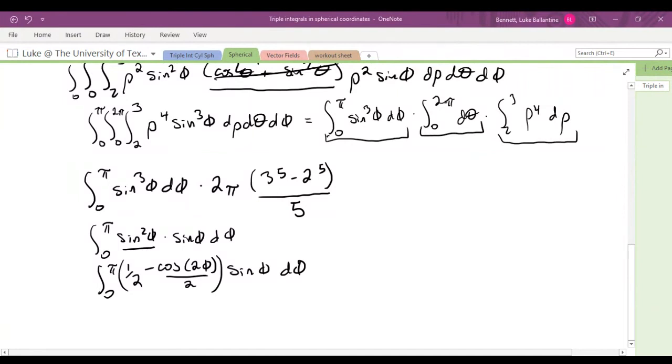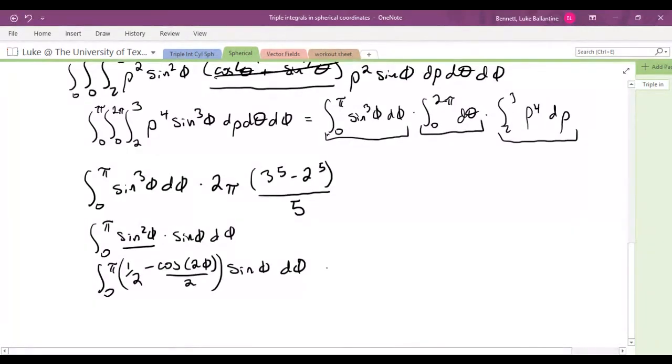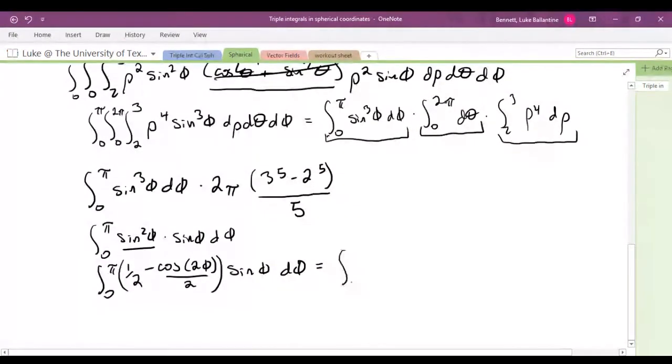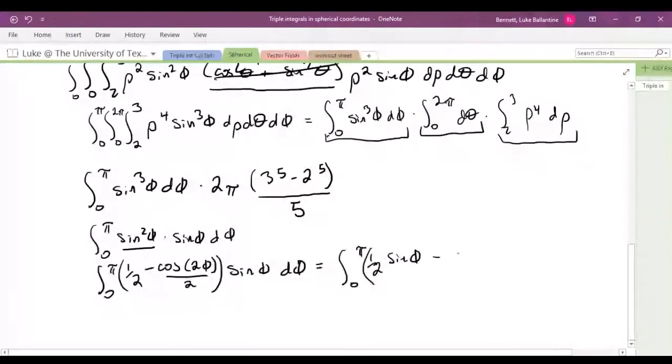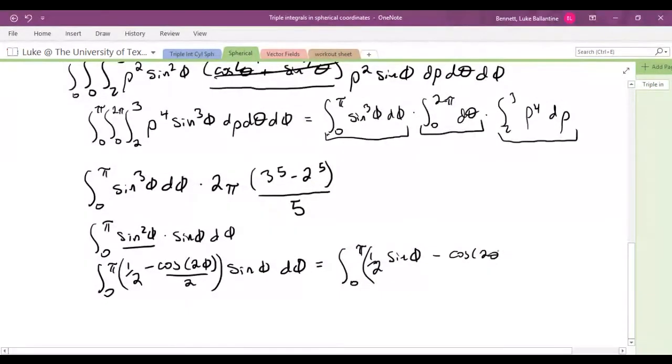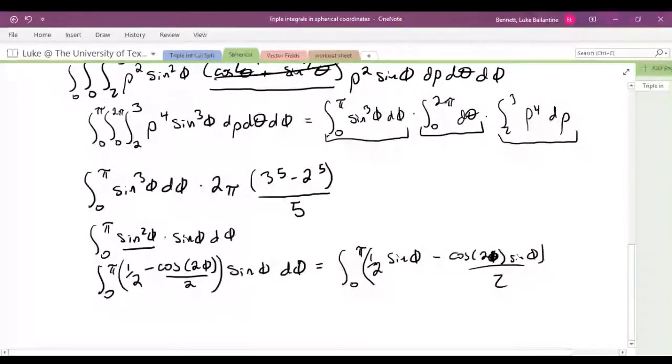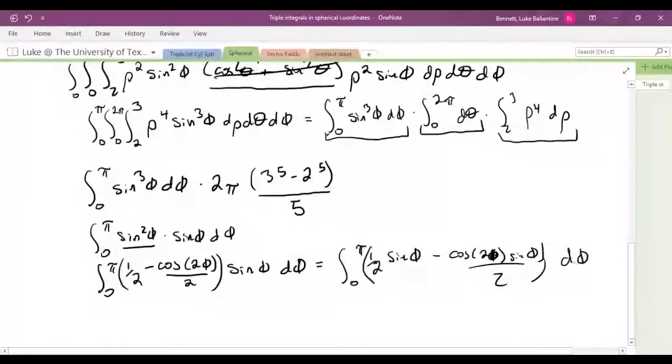Distribute the sine and do u substitution. Yeah, the theta and the 2 theta. So if we distribute, we can integrate the first one. We have 1/2 sine phi, that's easy. Then we would have cosine 2 theta, or 2 phi, excuse me, sine phi over 2 d phi.